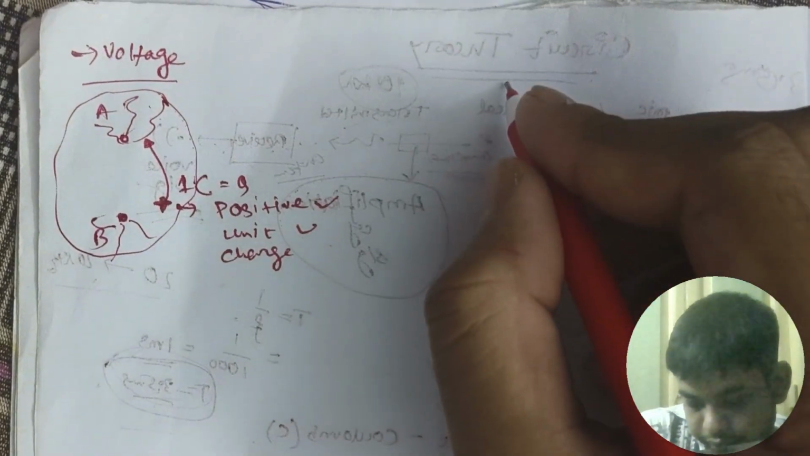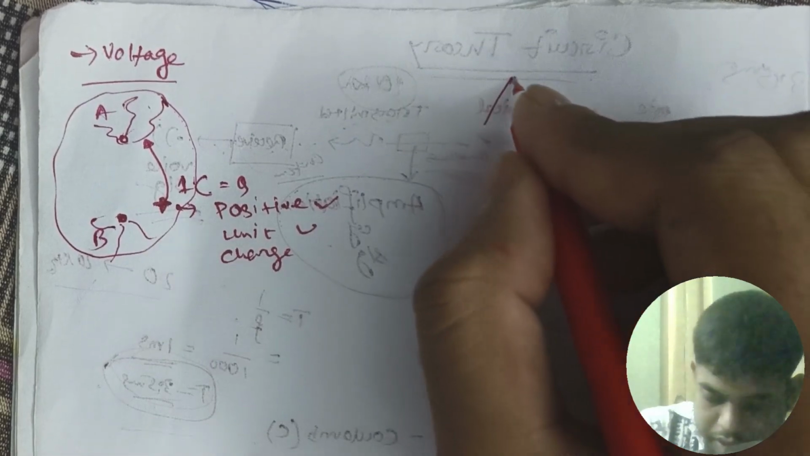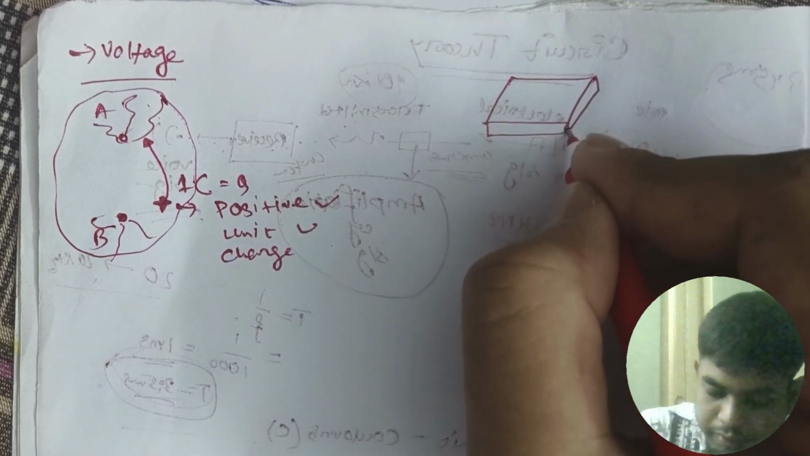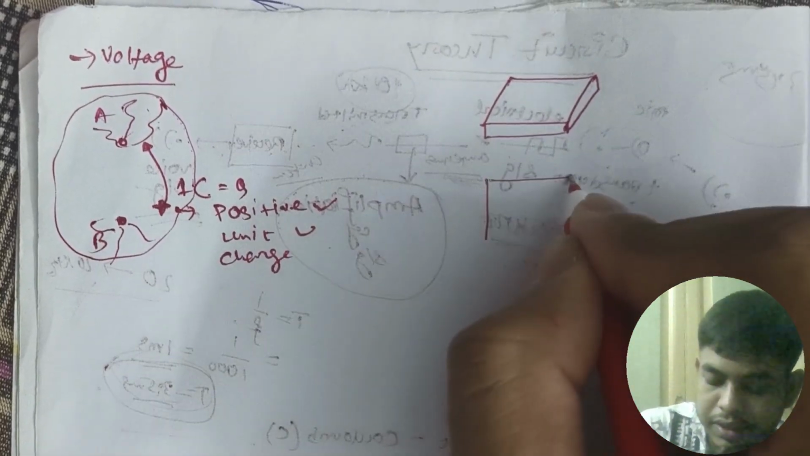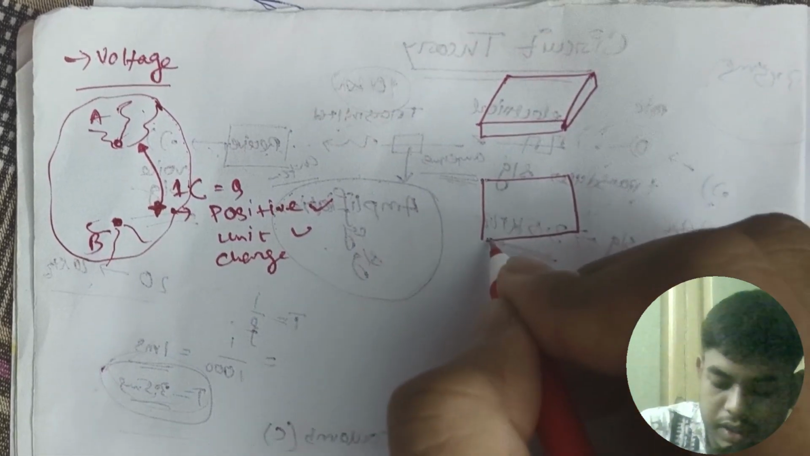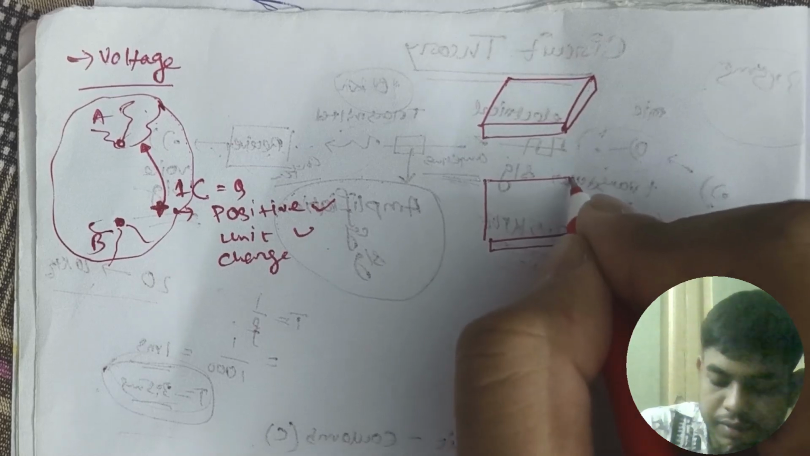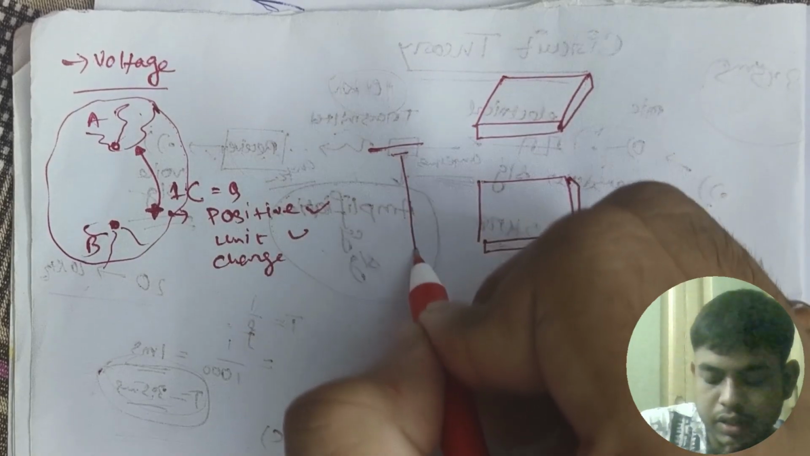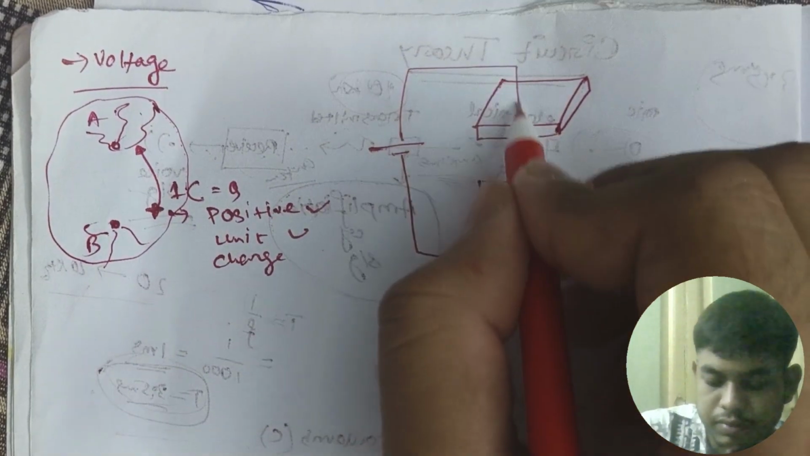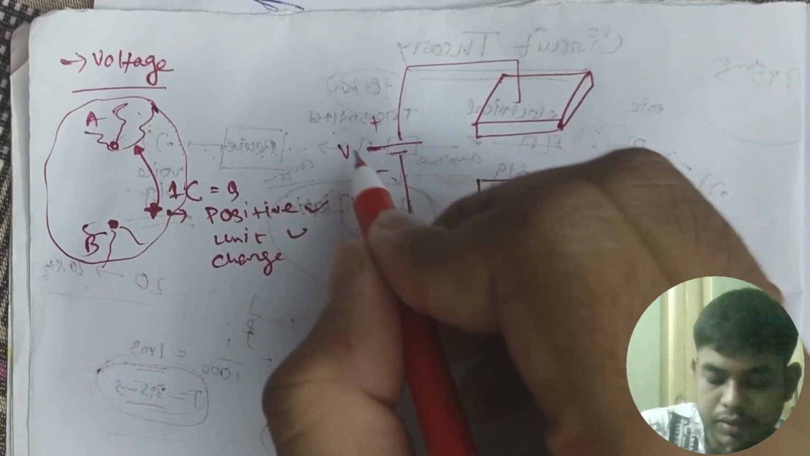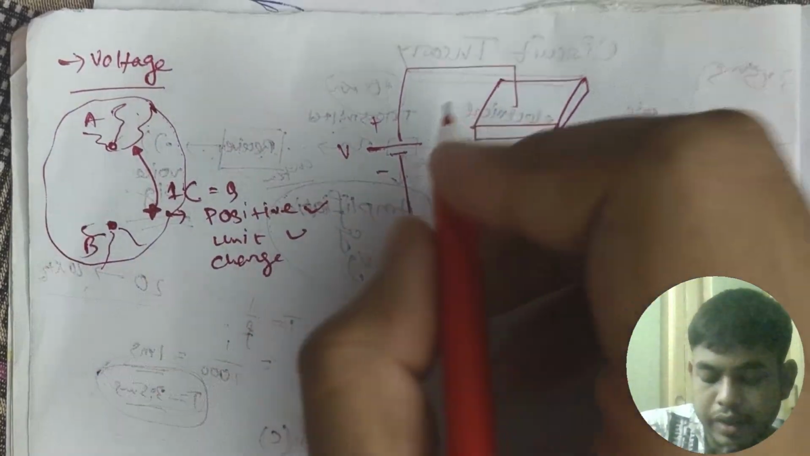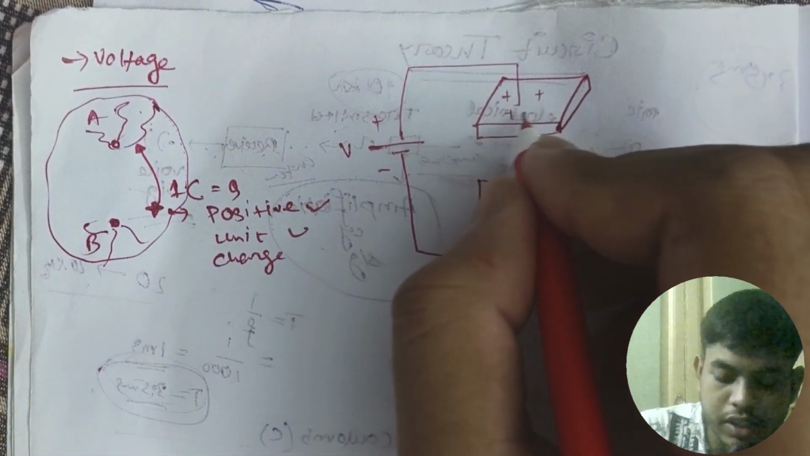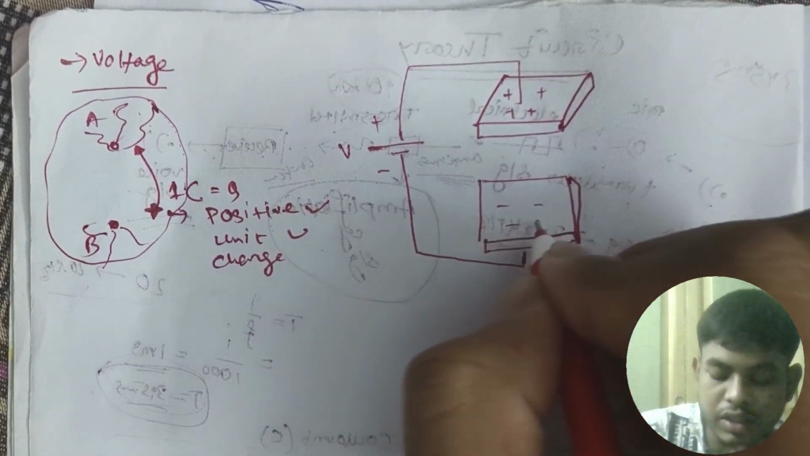So let's take one physical example. Suppose here is a metal plate and here is another. Don't think this is a capacitor, I am just giving you an example. Suppose I connect a battery, plus and minus. What this battery will do is accumulate positive charge over here and negative charge over here.